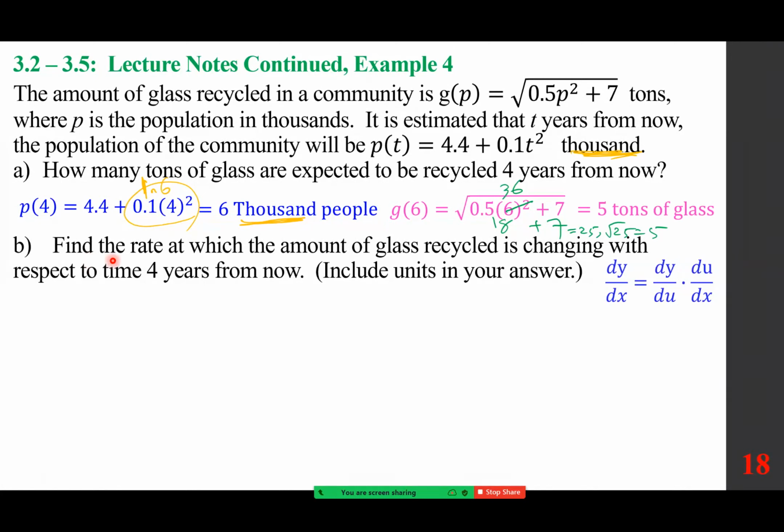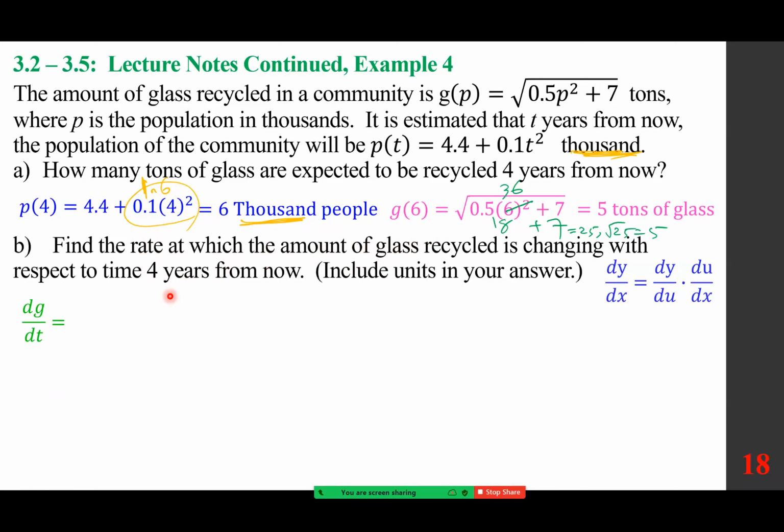The next part says find the rate at which the amount of glass recycled is changing with respect to time 4 years from now. Again, rate, it could be instantaneous, or it could be the average. Because we have only one point in time, it is instantaneous. So we want to find the rate at which the amount of glass, that means dg over the time dt. We are looking for dg dt.